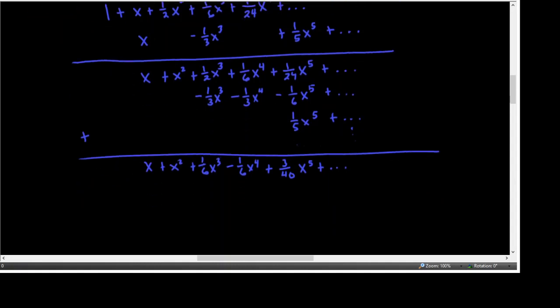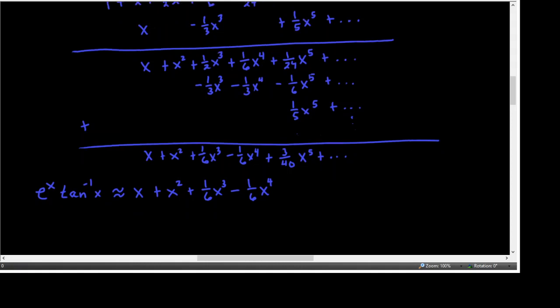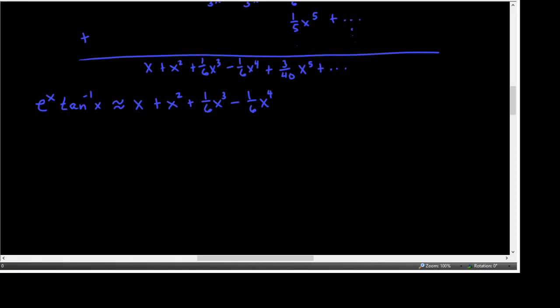So that means that e to the x times inverse tangent of x is approximately equal to, because we're not writing all the terms but just some of them, x, how many did they ask us to do? Plus x squared, I believe it was 4 non-zero terms, plus 1/6 x cubed minus 1/6 x to the fourth. That's 1, 2, 3, 4 terms. So I did a little bit more work than I had to, but that's okay. That is the answer that was requested. If I put the x to the fifth term, it actually wouldn't be correct according to the directions. It's correct in reality, but it's not following the directions.